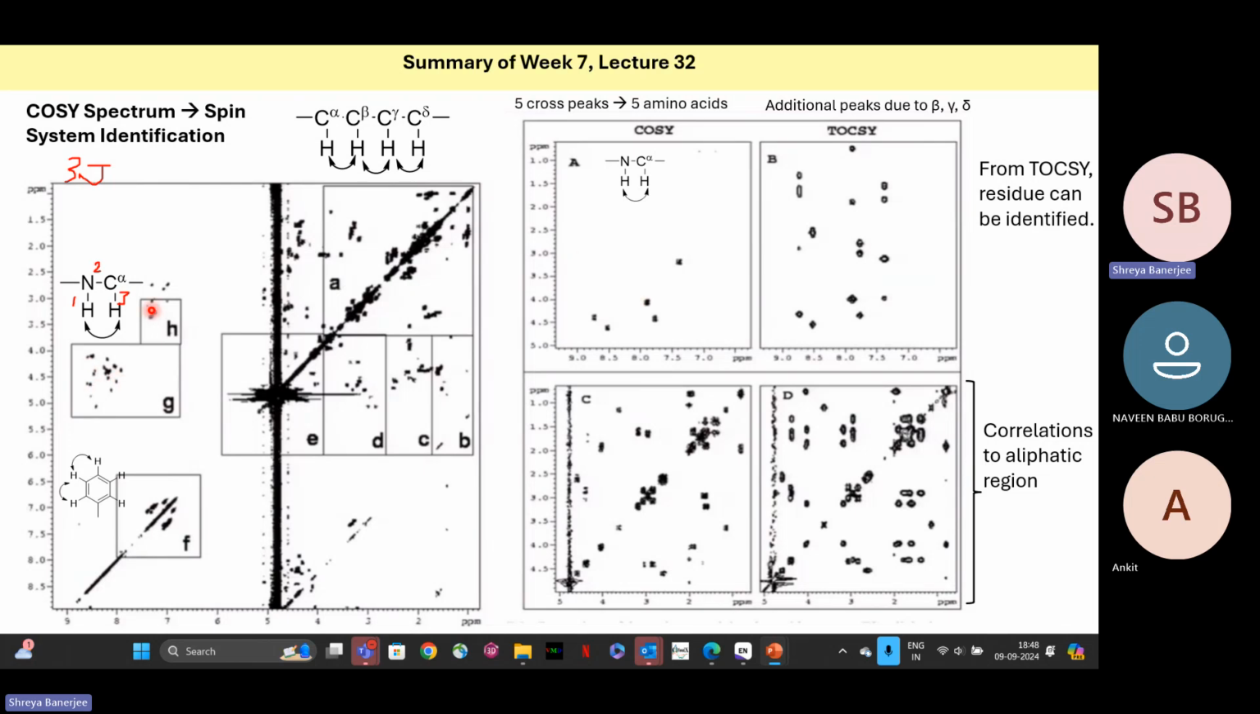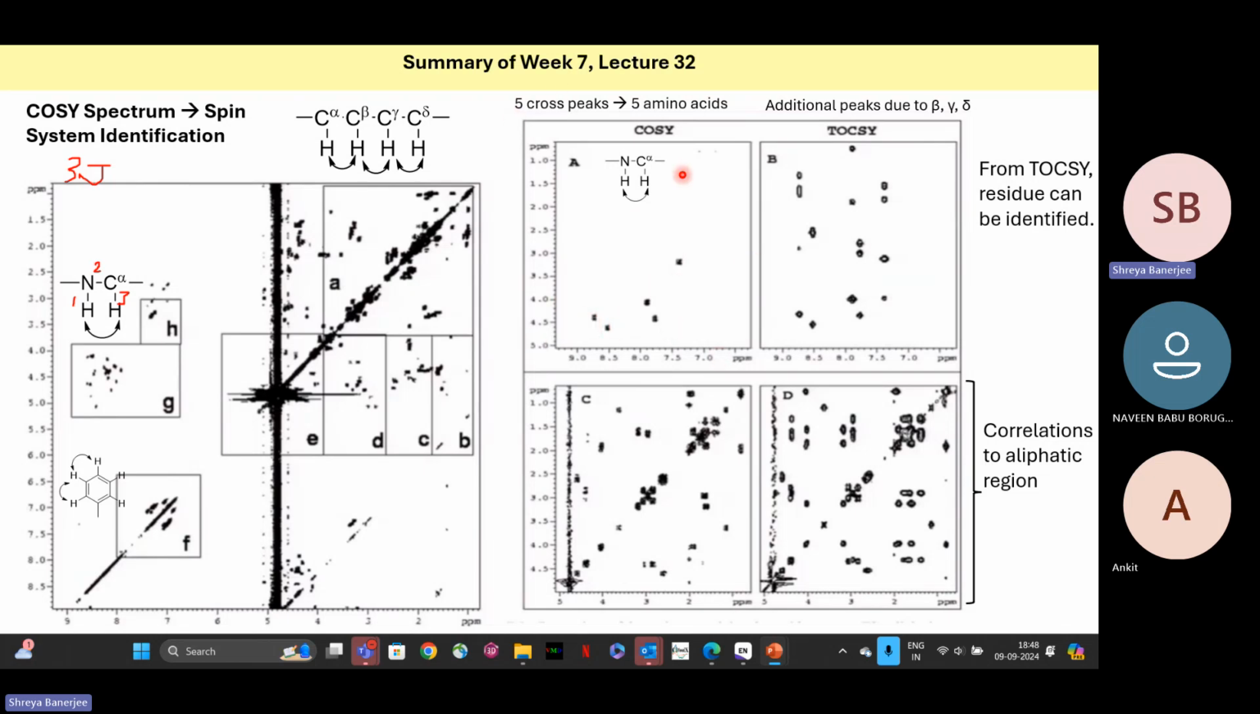That is the region where you see the NH-C alpha correlations. So the number of peaks in this region is equal to the number of amino acids, because each amino acid will only have one backbone NH and one backbone C alpha. In glycine you can have two, but NH will always be one.